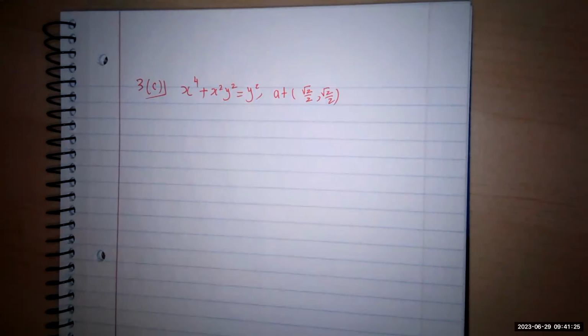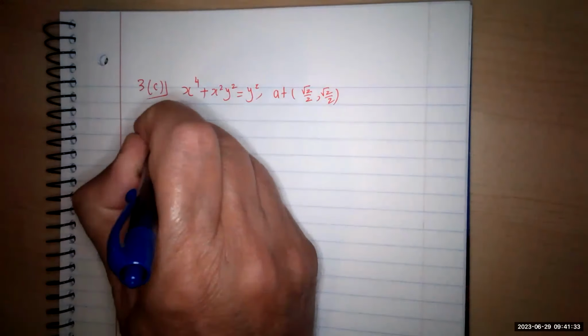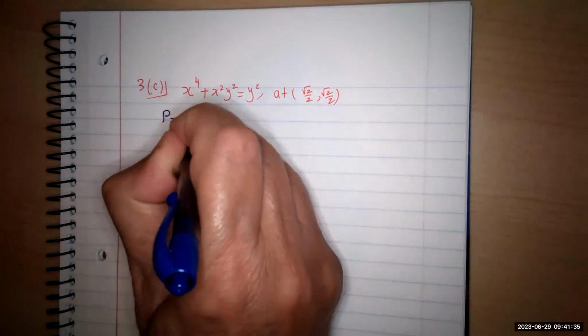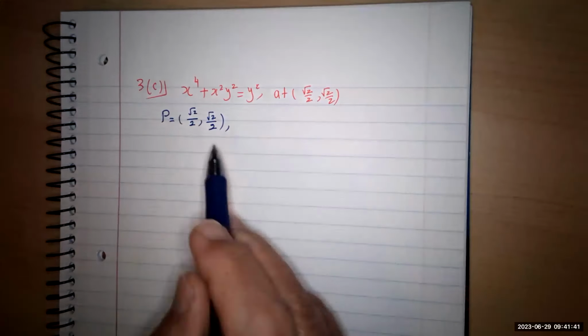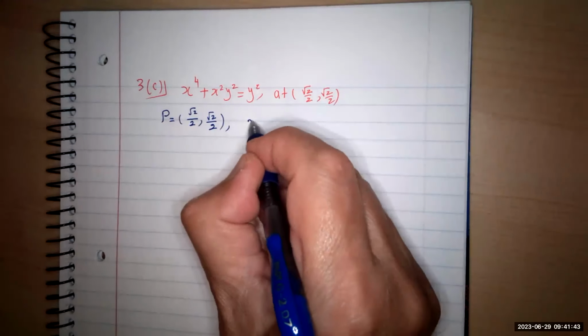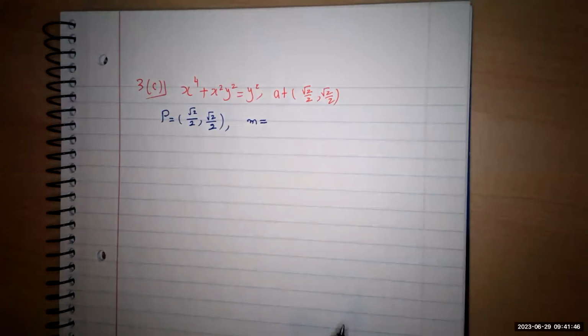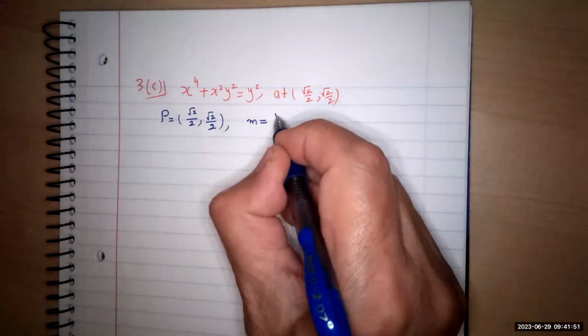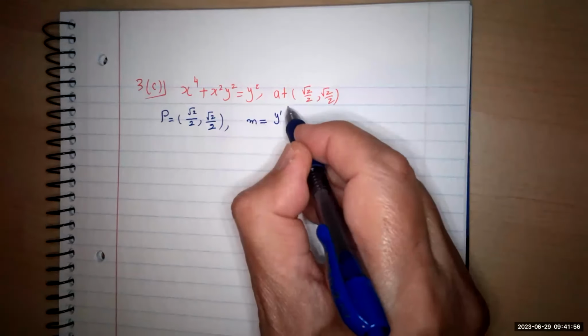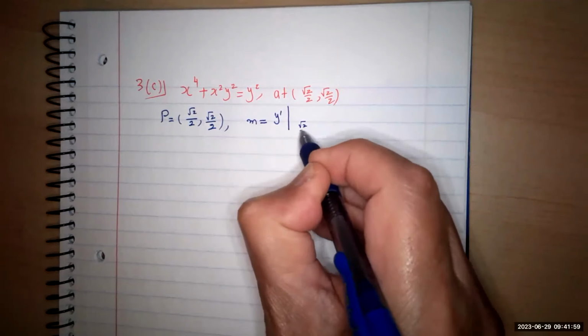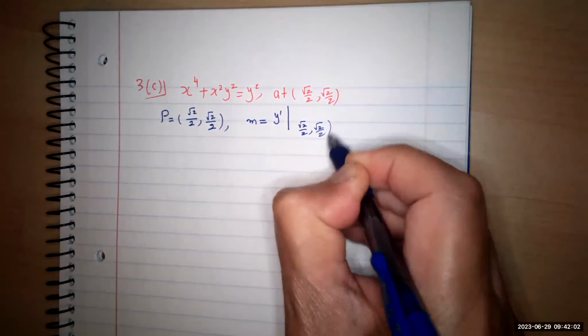Okay, so you want to find the equation of the tangent line. Your point is given to you. You see, this is going to be your point: radical 2 over 2, radical 2 over 2. But you need the slope. The slope is, you remember, the derivative. Your function is y, so you have to find y prime, but you have to find it at this point. You see, this is the notation that we use, radical 2 over 2 and radical 2 over 2.